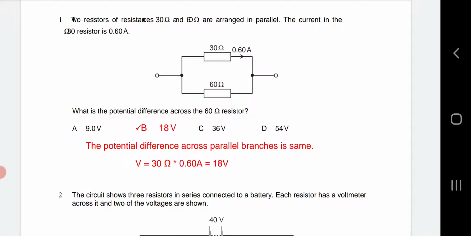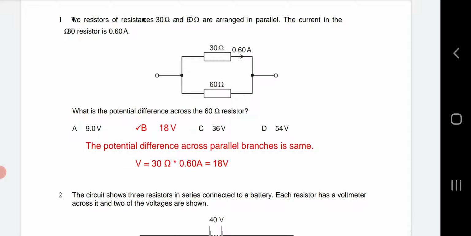Question number 1. Two resistors of resistances 30 ohm and 60 ohm are arranged in parallel. The current in the 30 ohm resistor is 0.60 ampere. What is the potential difference across the 60 ohm resistor?